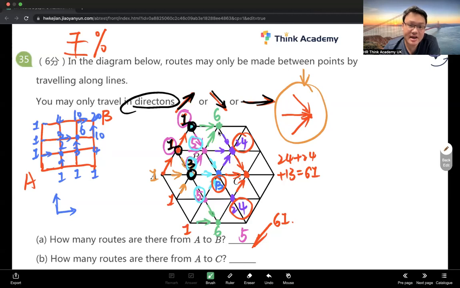Actually, there are 6. There are 1, 2, 3, 4, 5, 6 spots that connect with B, right? But you don't need to consider those 3 spots on the right because you cannot go left. That's why you choose these 3 spots. And that will be 1 plus 1 plus 3. You get 5. So that means you have 5 ways to go to B. Okay, thank you. Any other questions, guys?